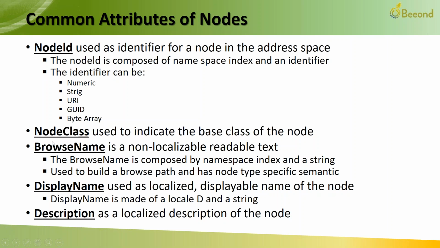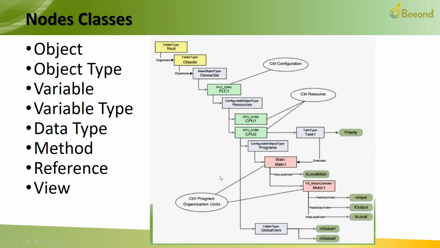The base class of the node is indicated by the node class, so you know what type your node is derived from. The browse name is the non-localizable readable text, so that humans can make sense of that object. Display name is the localized version. And description is an optional localizable text that can further describe the entity you're trying to model.